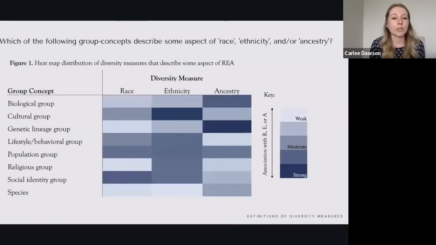Participants were asked which of the following group concepts describes some aspect of race, ethnicity, and/or ancestry. The heat distribution here shows that race was mostly associated with a social identity group. Ethnicity was strongly associated with a cultural group, and ancestry was strongly associated with a genetic lineage group, but also had a high moderate association with a biological group. The heat distribution here also demonstrates overlap between the three terms and the group concepts, as well as some inconsistency between the definitions.